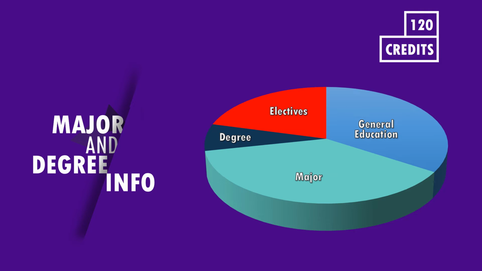If you have a fairly large major, say for example engineering or biology, you'll have a small area of the pie for electives. However, if you have a smaller major, like let's say history, English, or communications, that red area will be a little bit larger. So you have more time and opportunity to easily add in a minor or take additional elective classes.